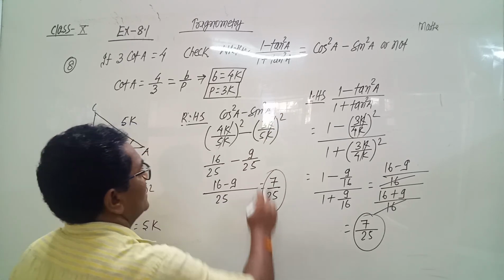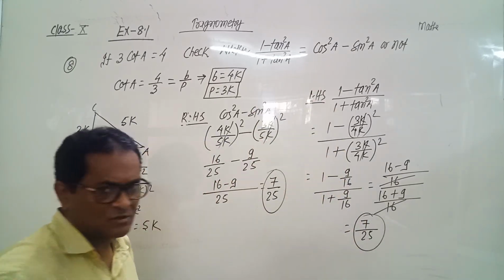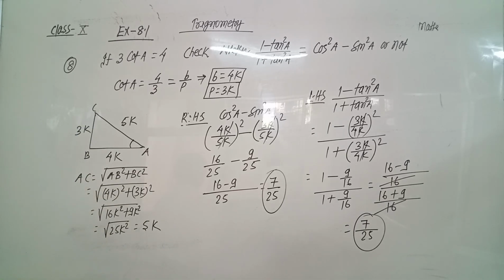We can say that this is equal to cos square A minus sin square A, because LHS is equal to RHS.